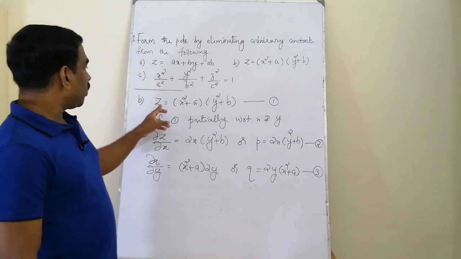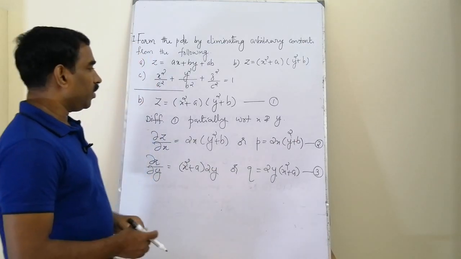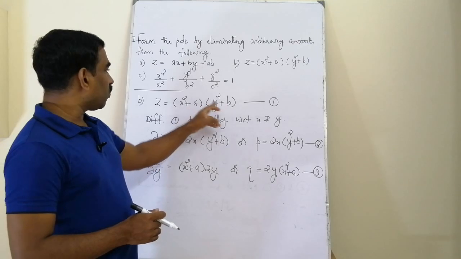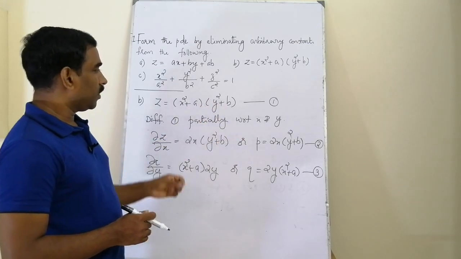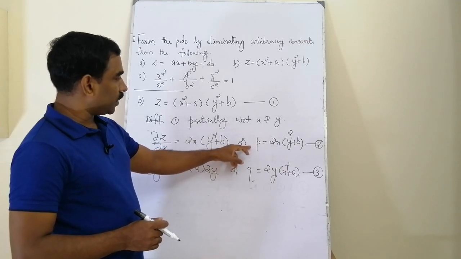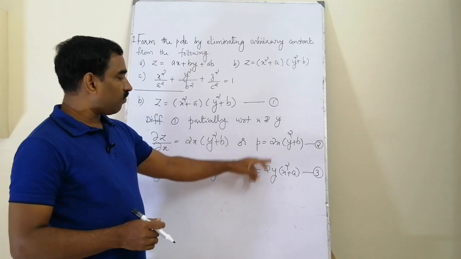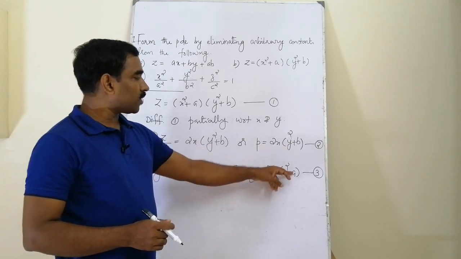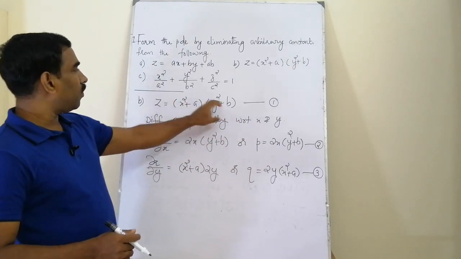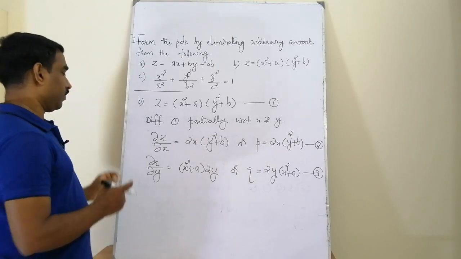Now come to the elimination process. We are eliminating a and b from equations 1, 2 and 3. What will be the suitable elimination process? Here the direct substitution of values of a and b will be difficult. So we are going in another way. Suppose we multiply these two equations, that means equation 2 into equation 3. Then what we get? pq is equal to 4xy into the product x square plus a into y square plus b. From equation number 1, the value of x square plus a into y square plus b is known, and we just simply substitute the product value.